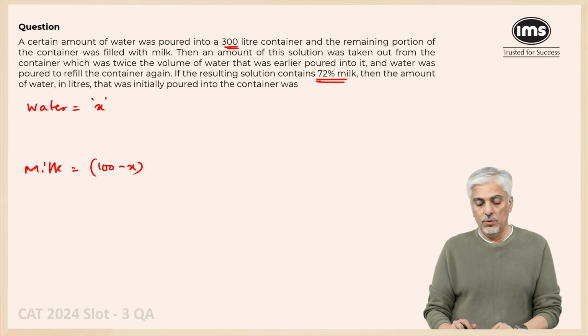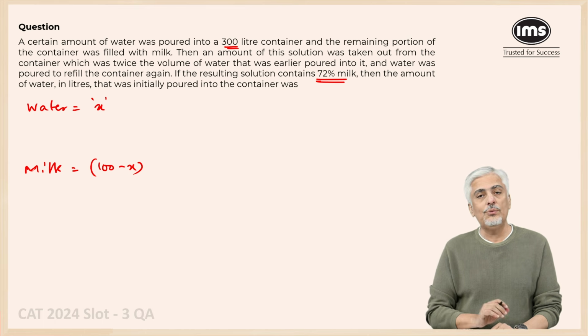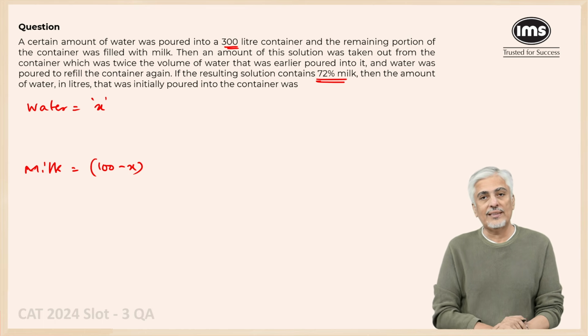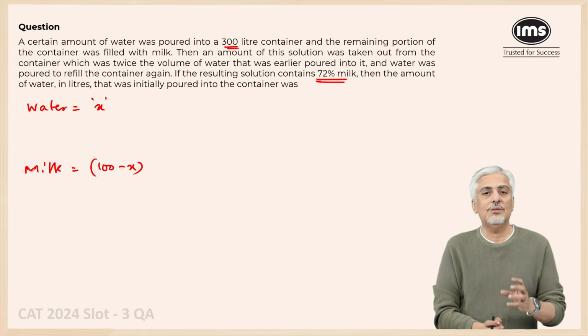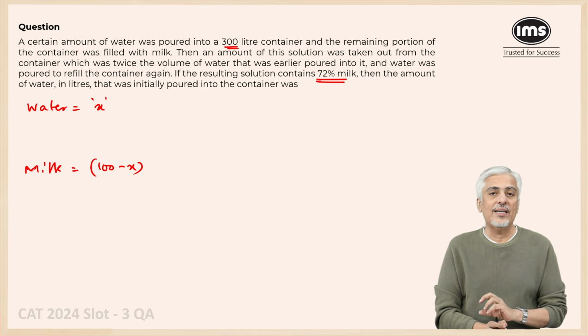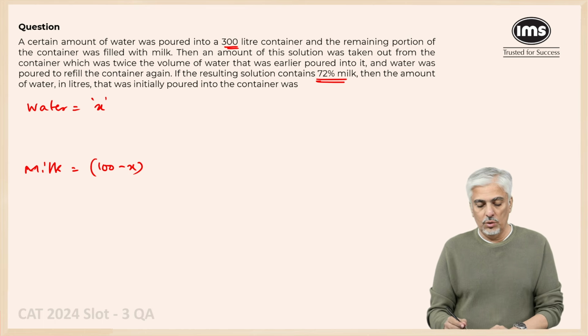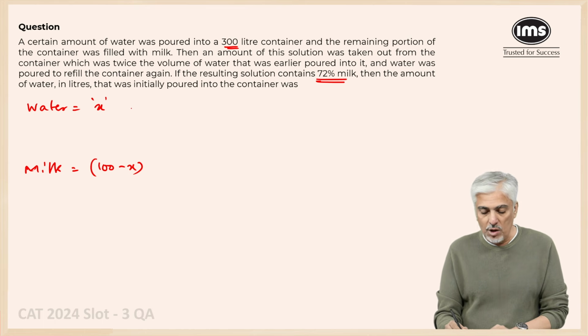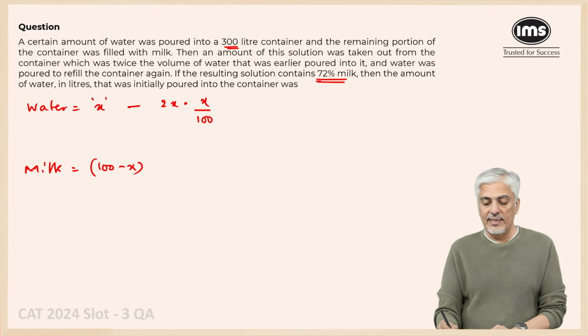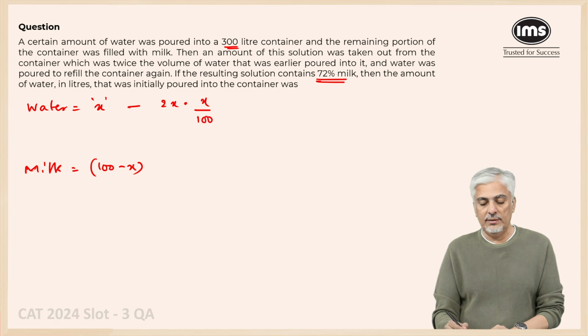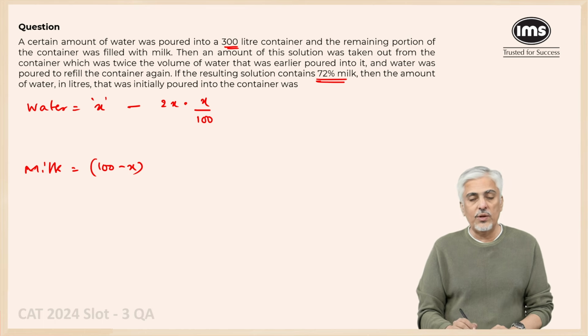Okay. Now, what is removed? 2x is removed. Now, when you remove 2x, milk and water both will come out. So, how much water will come out? Suppose water was in the ratio 3:5. So, how much water will come out normally? 3 by 8 of 2x. So how much water will now come out? So, water coming out will be 2x multiplied by x upon 100, because basically total was 100 and the water part was x. So, 2x into x by 100.